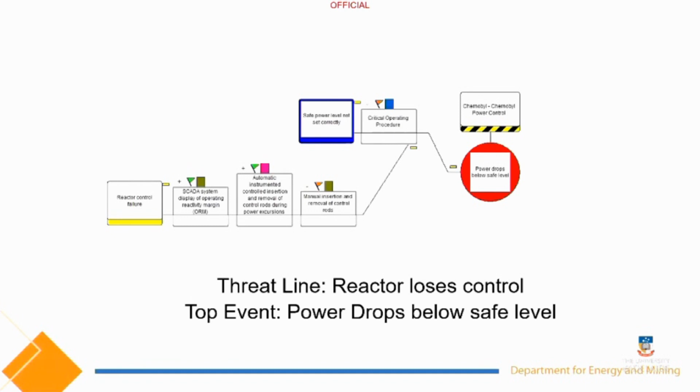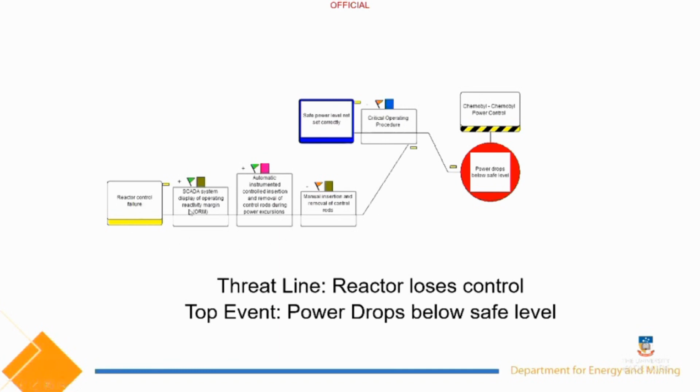Threat line, again going deeper, looking at the critical operating procedure, the reactor control failure, the SCADA system. This is the threat line, the safe power level not being set correctly. Obviously now my top event is the power drops below the safe level. You can see how you can cascade this in your analysis, because this is obviously the threat, safe power level not set correctly. Now I'm looking at what could escalate to a critical operating procedure not being followed properly.